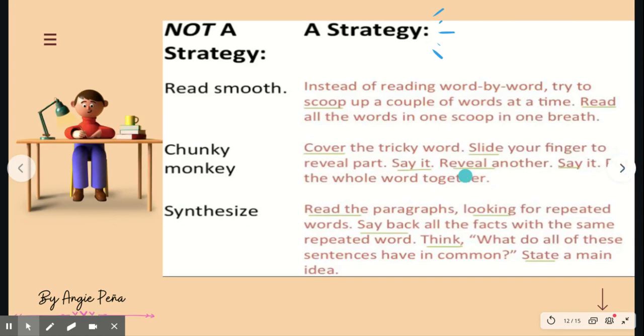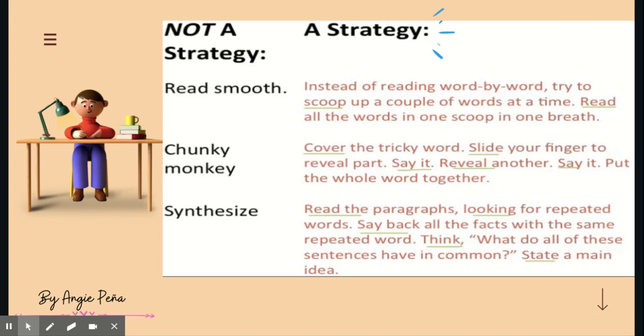All right, so here we can observe, and I'm gonna explain to you what you are seeing right now in front of you. So right here is what is not a strategy, and right here is what a strategy is. So you will see how descriptive a strategy is, and how easy it is to understand for students when we tell them exactly what to do. So if we tell a student a non-strategy, read smooth, well, we're not really telling anything, because the student doesn't know how to read smooth.